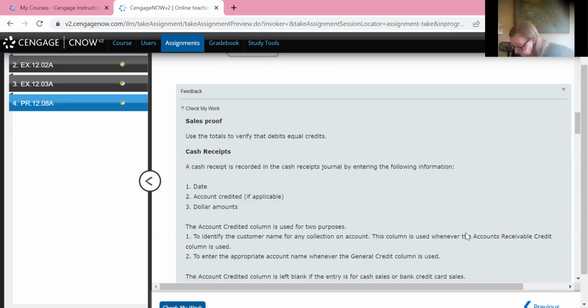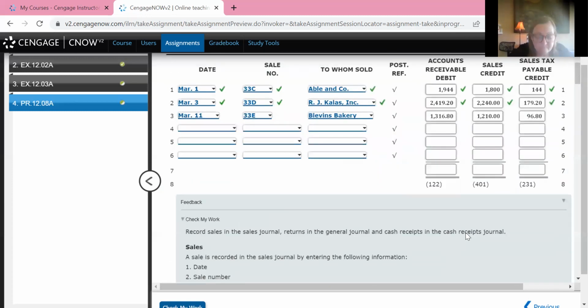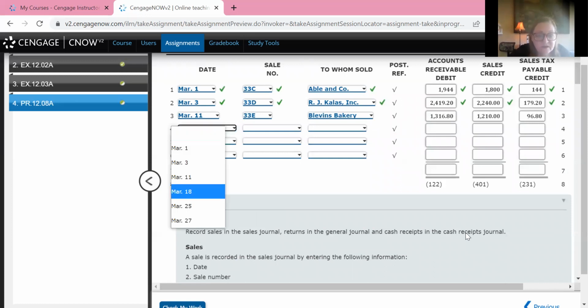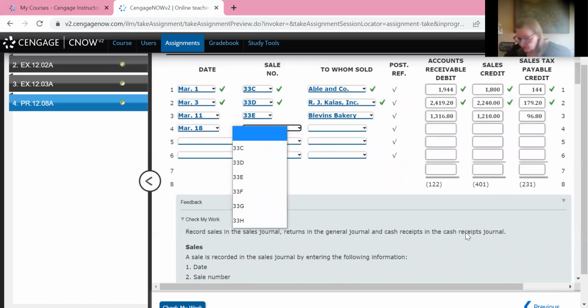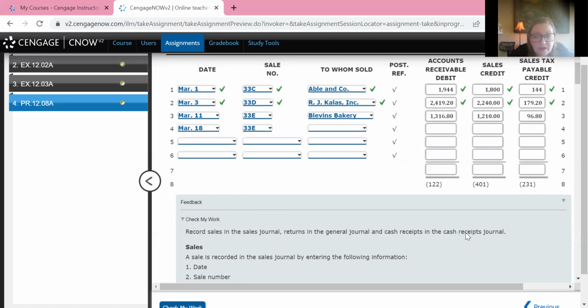Now on the 18th, we sold merchandise to RJ Callis. So this is going to be in the sales journal on the 18th. What's the account number? Number 33F, not E. F, Callis. And how much was it? $26.20 is the sales amount. Multiplying it times the 8% sales tax will bring us to $209.60. And we add the two together to get the total amount the customer owes us, $28.29.60.